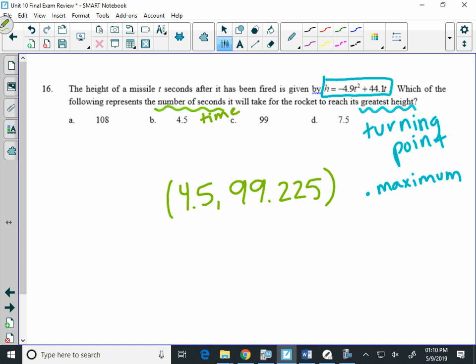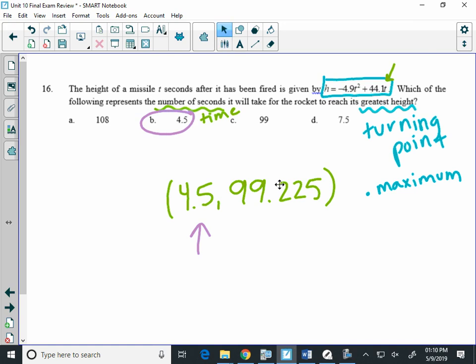So if we look at our function, time is being represented by t, which is representing x, okay? So we are going to look at the x value of our vertex, and the x value of our vertex is 4.5. So our answer is B. And a little hint, whenever they're asking how long it's going to take something, what's the time, number of seconds, how long, you're always finding x. It's always the x value of whatever you're looking at.